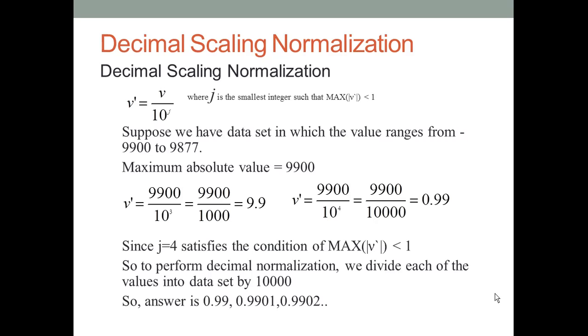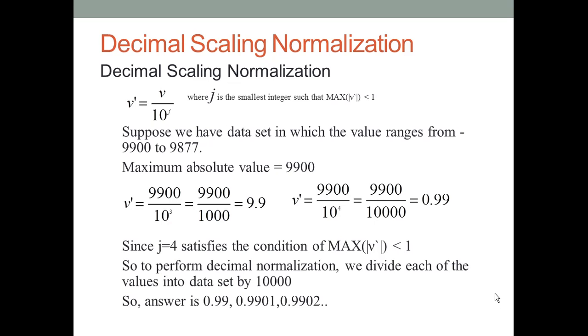This is a bit tricky because the explanation cannot be found online, and even the examples. So I have procured this example. Let's have a look at what it means. V' equals V upon 10 raised to j, where j is the smallest integer such that the max of the absolute value of V' should be less than 1.